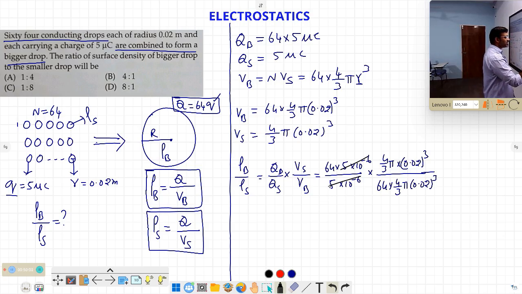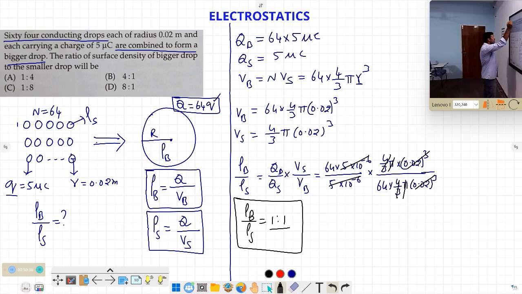So 5 into 10 power minus 6 gets cancelled, 4 by 3 pi gets cancelled, and 0.02 cube we can also cancel. So what ratio are you going to get? You are going to get 64 by 64, a 1 is to 1 ratio. Is it correct or not? We'll check it. The ratio rho B by rho S is equal to 1 is to 1. So the answer is 1 is to 1. That is correct, but here the options are given wrong, so you can modify this to 1 is to 1.